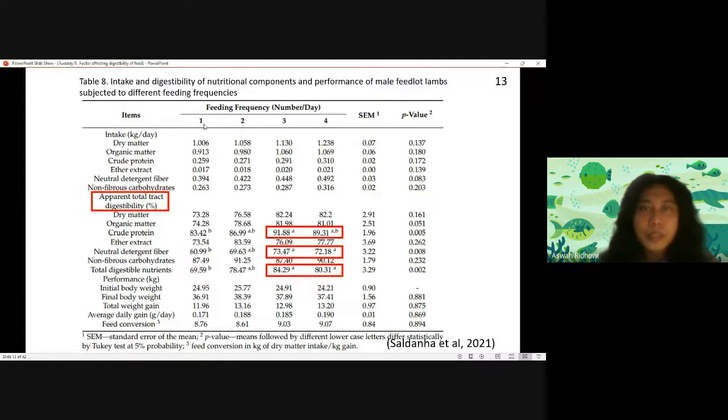Then this experiment also identified the feeding frequency, starting from only 1 feeding up to 4 times. According to this experiment, related to digestibility, we will notice that 1 and 2 times feeding frequency don't seem to have any significant effect, but if we provide at least 3 times here, then the digestibility is so much better compared with only 2 times. So 3 times gets better results than 2.